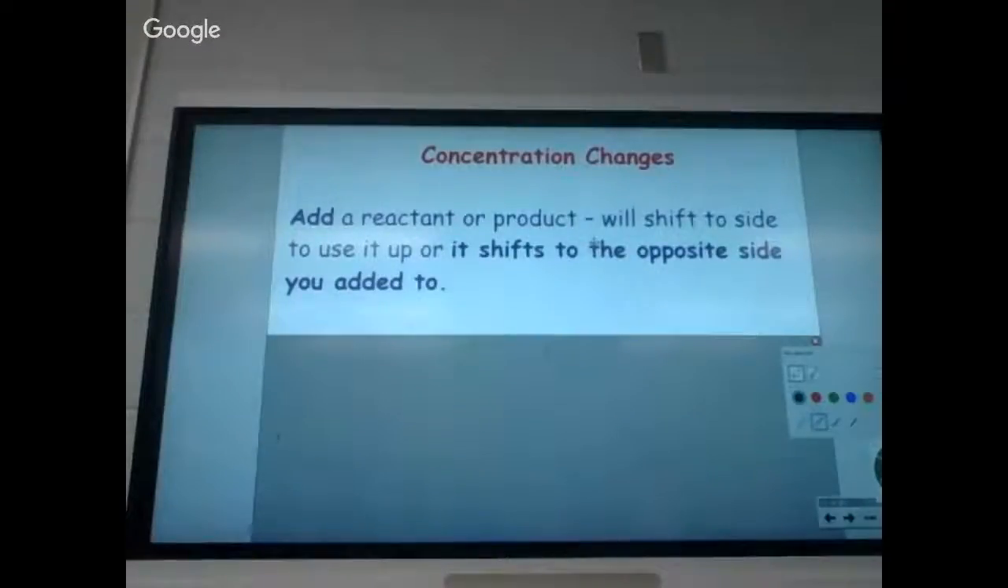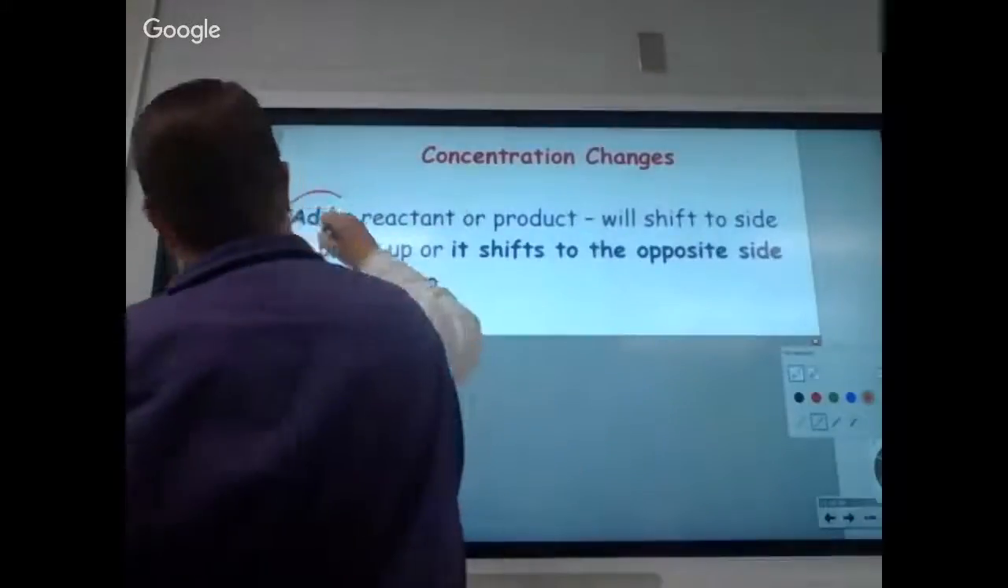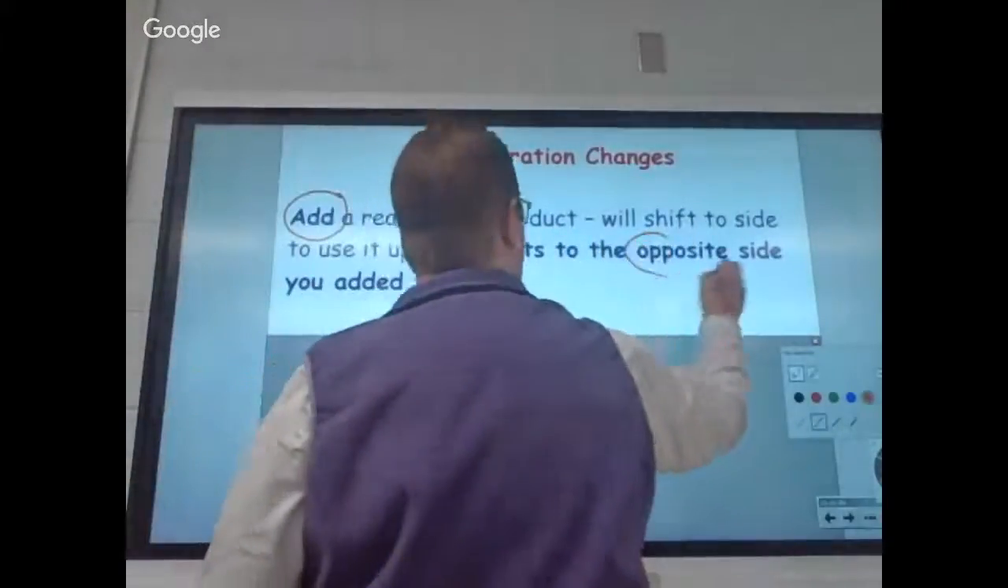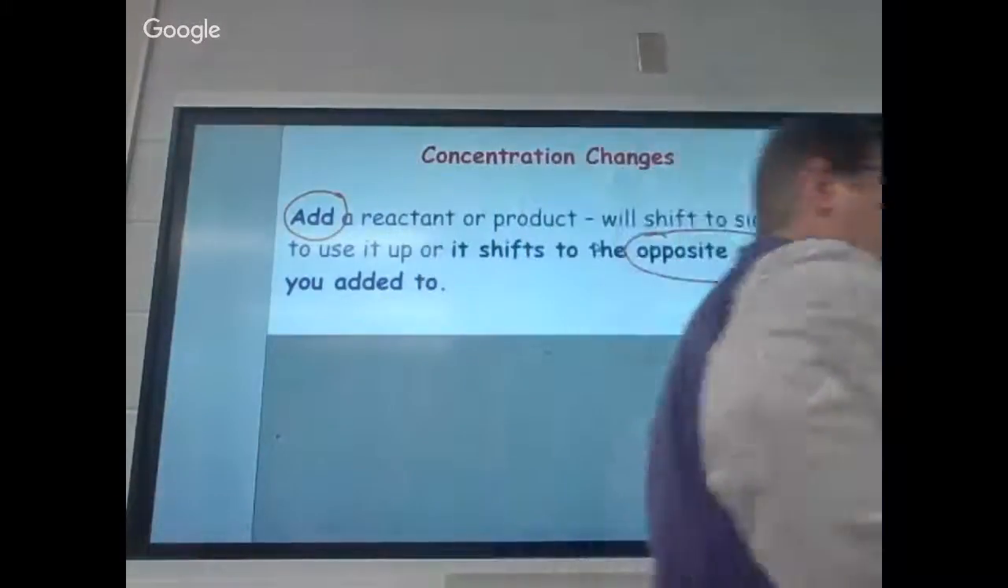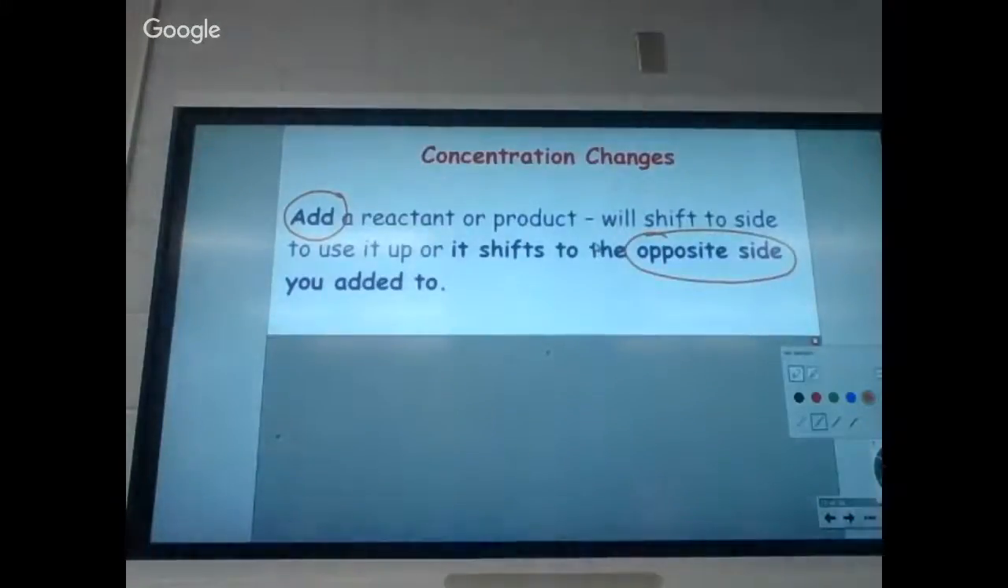Now, if you add a reactant or product, doesn't matter which one, it's about adding. If you add something, it will shift to the side that uses it up. You need to get rid of it if you add it. So, if you add, essentially, you have to go to the opposite side. Okay, that's the key. When you add, you have to shift to the opposite side.